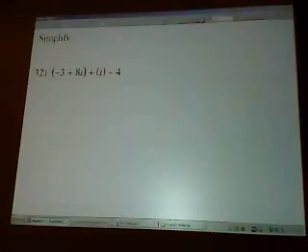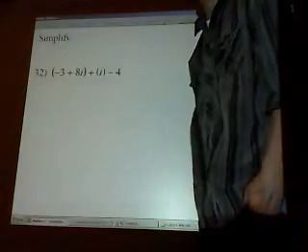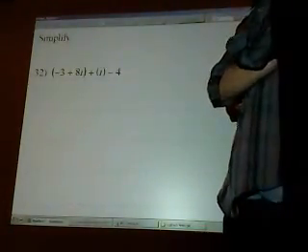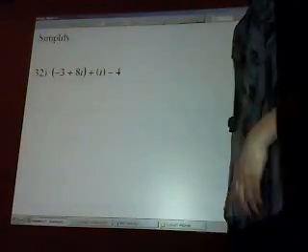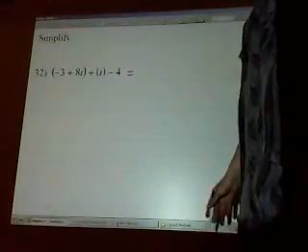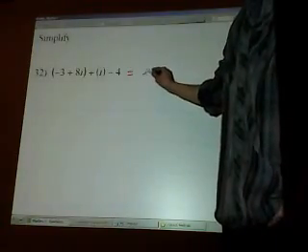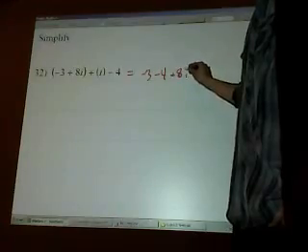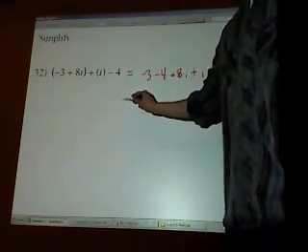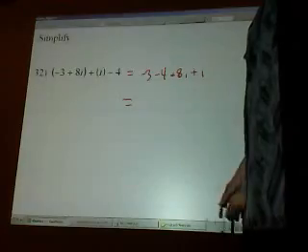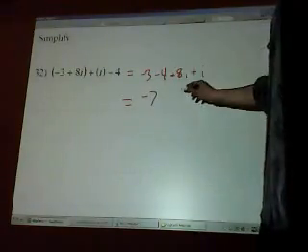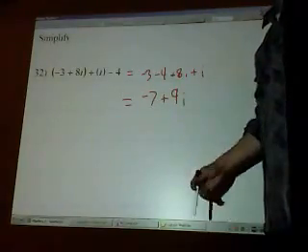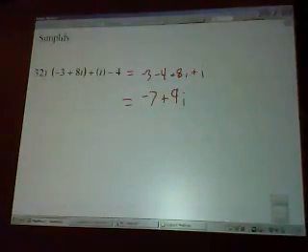Let's see this one. Cool. So go ahead, hit pause. Try this one on your own. I'll wait for you. Let's see how you do. And let's go. You got negative 3 minus 4. And then you have positive 8i plus i. So let's just put minus 3 minus 4. That's minus 7. And 8i plus i is 9i. All right, I hope that's what you got.